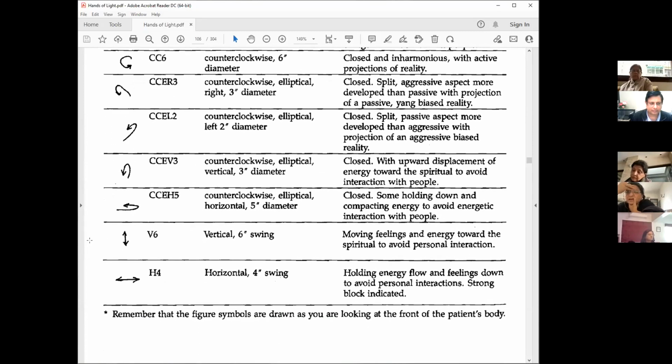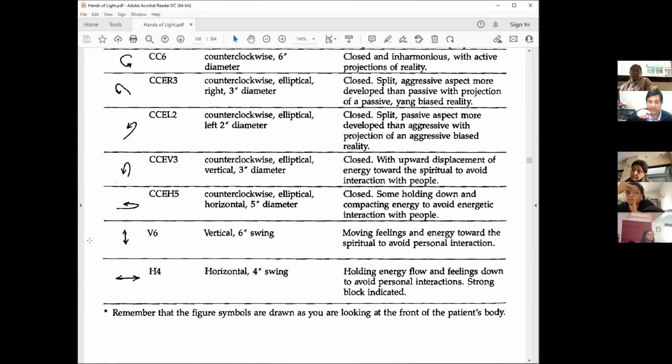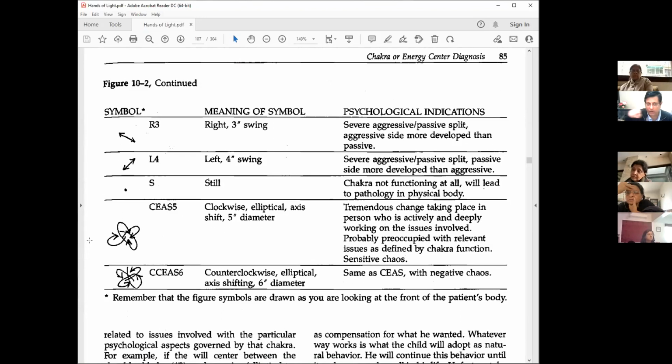What is E elliptical? Elliptical means that it is not going straight or vertical or totally round. It is going in a parabola, an oval shape. It is not going in a circle.